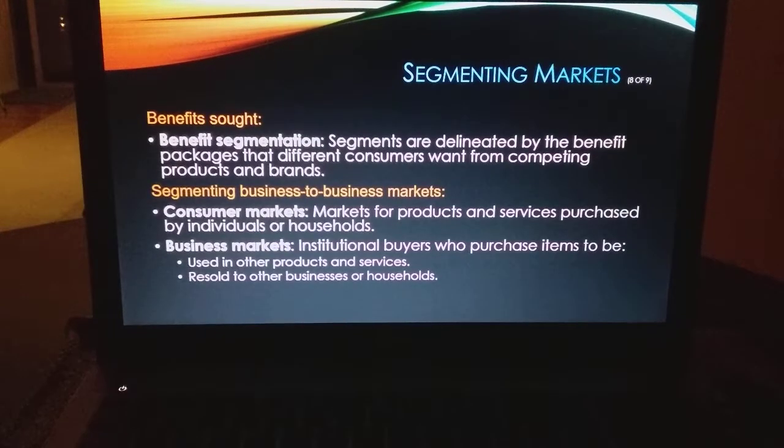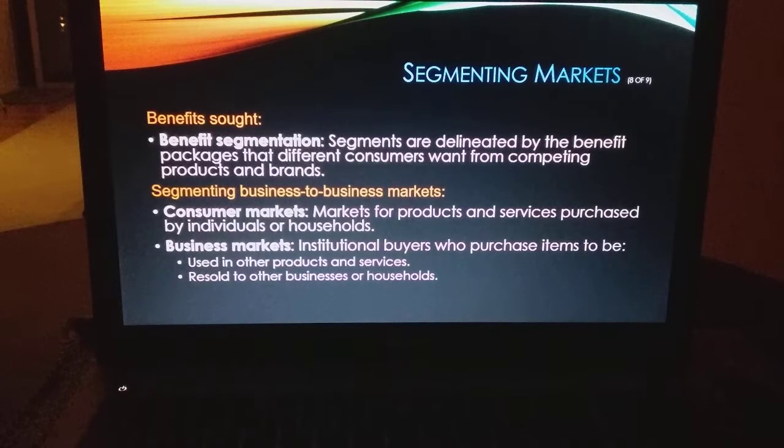Okay, benefit segmentation. What is the benefit that people are looking for? So, are they looking for warranties? Are they looking for follow-up customer service? Are they looking for an opportunity to use it with another one of your products, that kind of thing? So it depends upon what the benefits are. Extra products, that kind of thing.